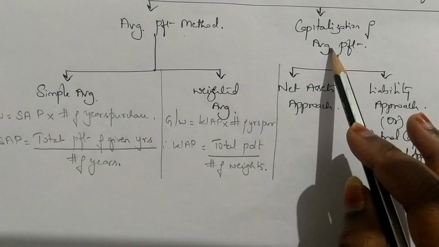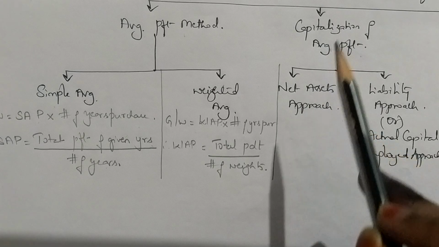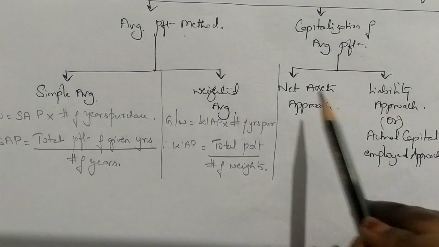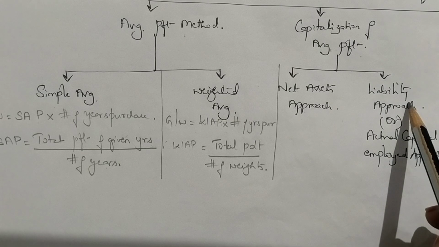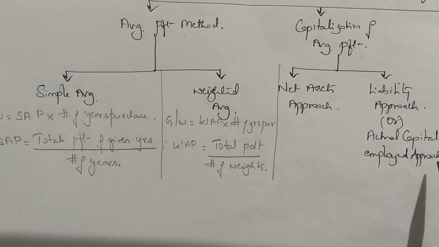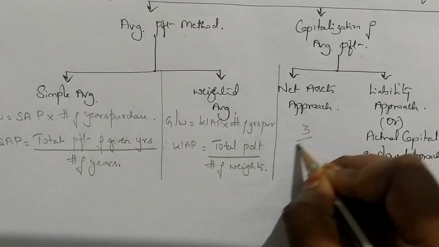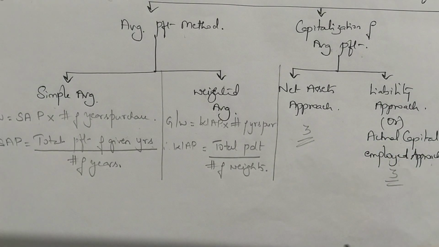In this video, we'll go ahead with the next method, which is called capitalization of average profit. In this capitalization of average profit also you have two approaches. One is net assets approach, the other one is liability approach. This liability approach is also called the actual capital employed approach. Both mean the same. Under net assets approach you have three steps, and under liability also you have three steps. These are very simple steps. If you just follow the steps, you will get the hang of the problem. I will start explaining the theory part and then we'll solve the problem on this.